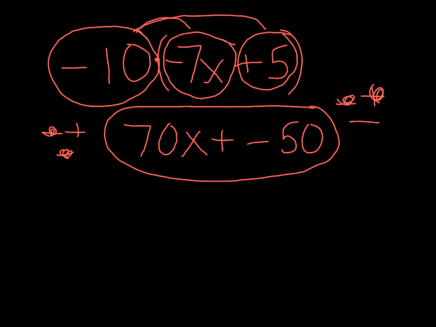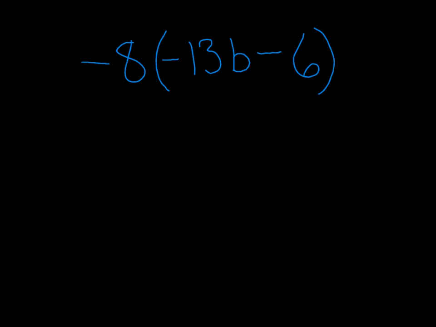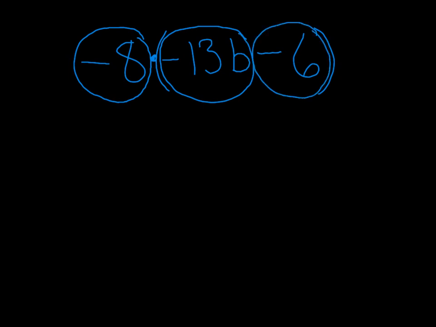Okay, let's try one more example just to make sure we have a good handle on this. Our final example will be -8(-13b - 6). Okay, I'm gonna circle all my parts separately. This is especially important on this one with all these negatives. So my number out front is my -8. That's the one I need to be multiplying by the numbers in the parentheses. My first term in here is -13b, and my second part is -6.